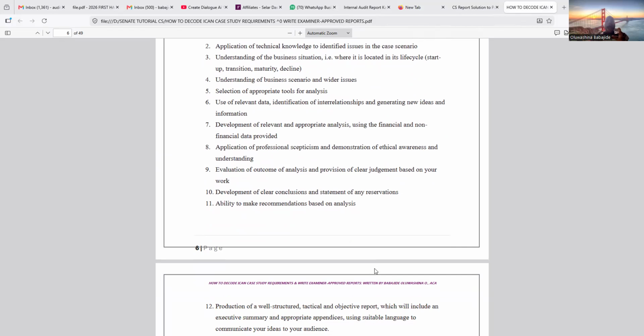Then another one is the ability to make recommendations based on your analysis. You should be able to make recommendations on your analysis. Some students usually have an issue making recommendations. When they are making the conclusion, they recommend everything together. So it should be separate, because there are marks attached to them separately. But you will see it when we get to the practical aspect of it. So, the ability to make recommendations based on analysis.